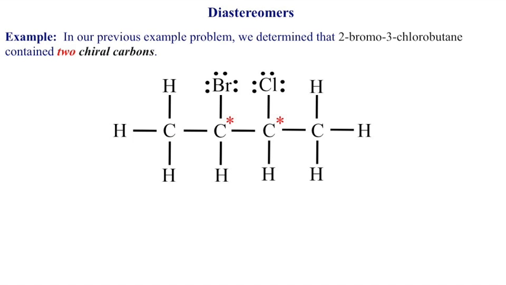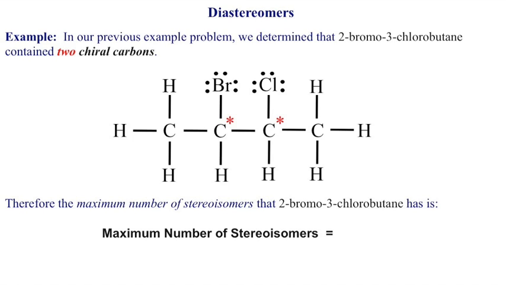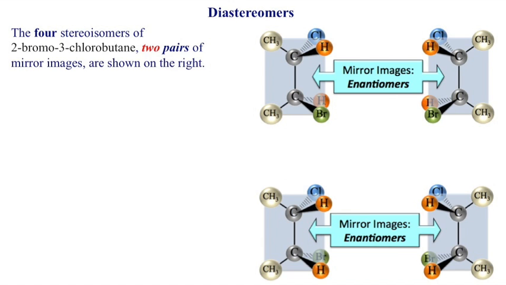For example, in our previous example problem, we determined that 2-bromo-3-chlorobutane had 2 chiral carbons. Therefore, the maximum number of stereoisomers that 2-bromo-3-chlorobutane has is 2 to the n, which equals 2 to the second power, which equals 4. There are 4 stereoisomers of 2-bromo-3-chlorobutane. The 4 stereoisomers of 2-bromo-3-chlorobutane, 2 pairs of mirror images, are shown on the right.